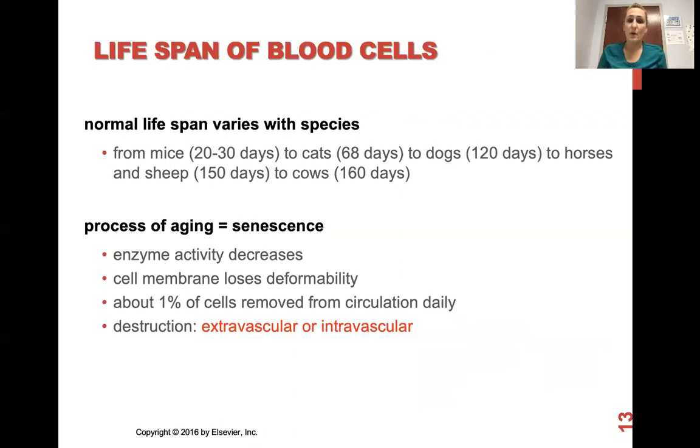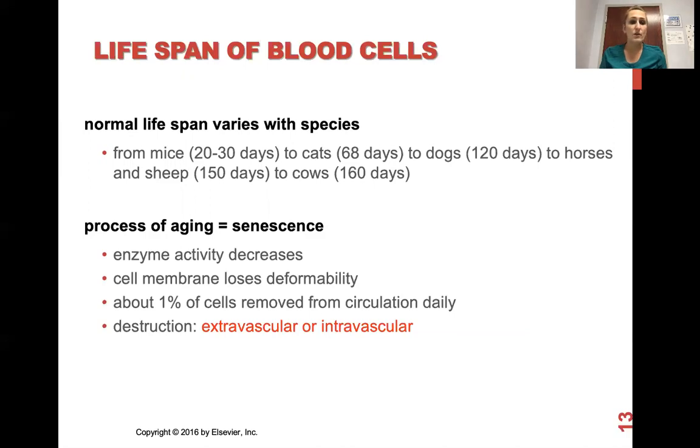Red blood cells, or blood cells in general, being living connective tissue, have a lifespan. The normal lifespan of each cell varies from species to species. Here are some examples of red blood cell lifespan. You don't need to know this for this class, but you can see the smaller the animal, the shorter the lifespan. As it goes up to larger animals, there are more days that the cell can live in peripheral circulation.